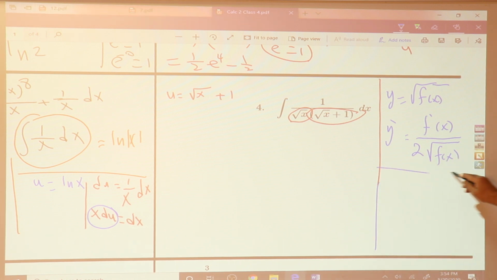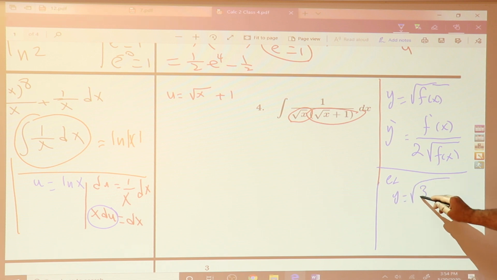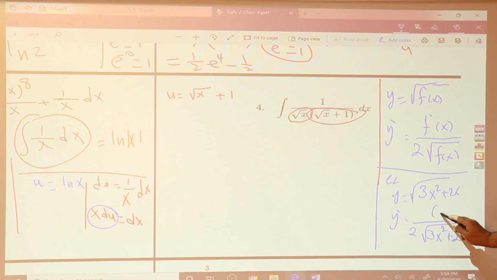Example for this: y equals 3x squared plus 2x. y prime equals, in the top 6x plus 2, over 2 square root of 3x squared plus 2x.